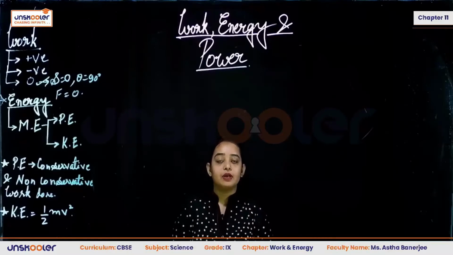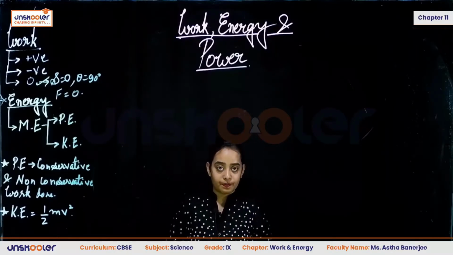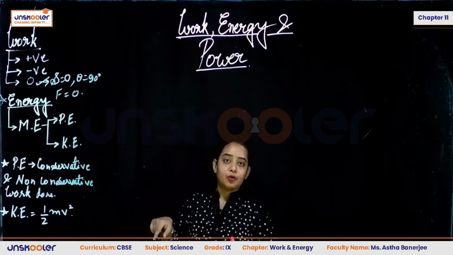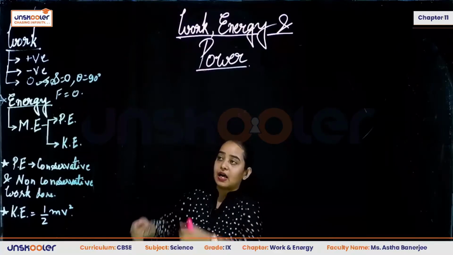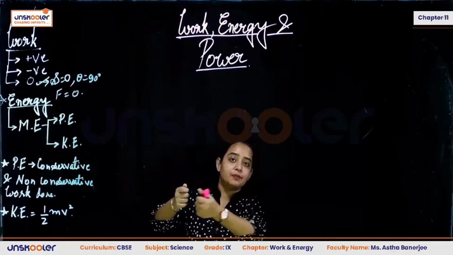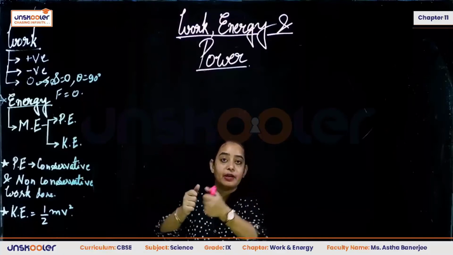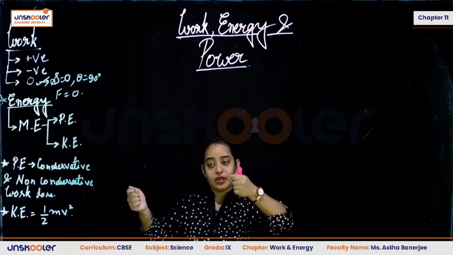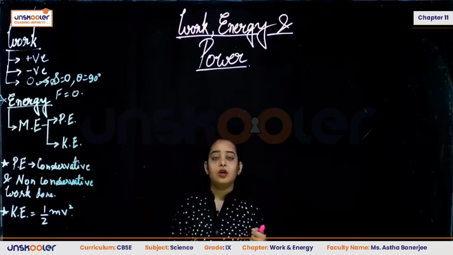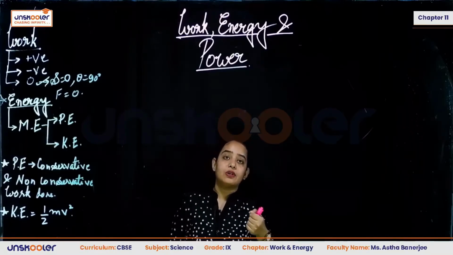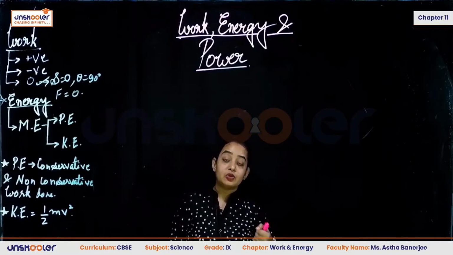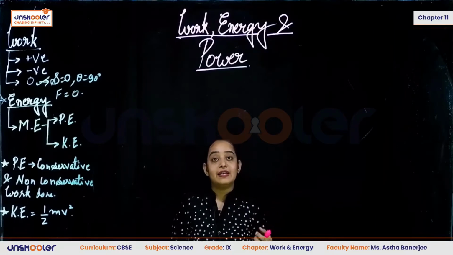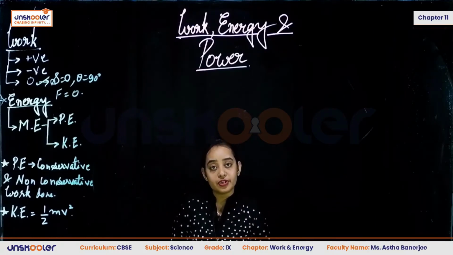For example, a bow and arrow. So in case of a bow and arrow, as I pull the string, what am I doing? I'm doing a certain amount of work on the arrow and on the string. So when I have done work, it has ended up gaining that much amount of energy.